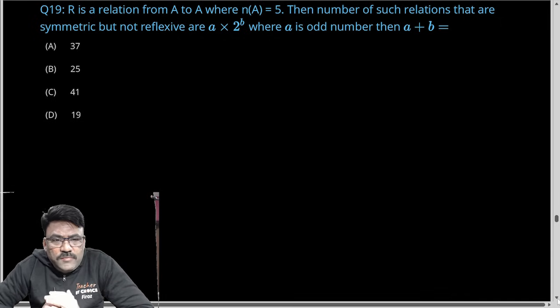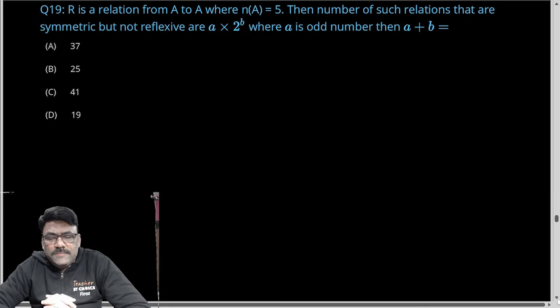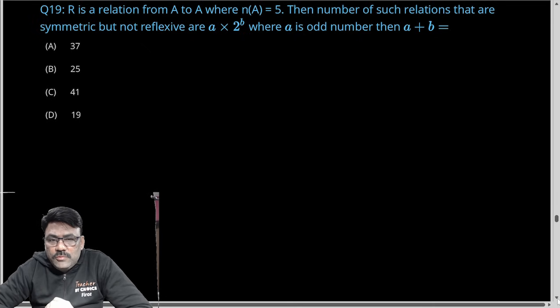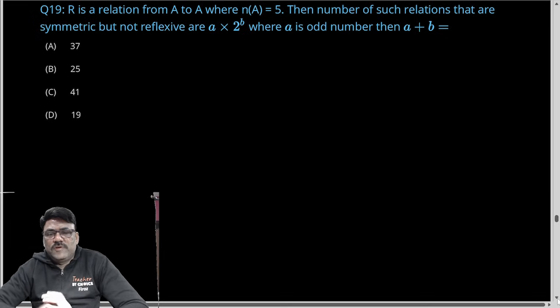See this question, this is based on number of symmetric relations, number of reflexive relations. So set A is given. A has 5 elements. Then the number of such relations that are symmetric but not reflexive is A into 2 raised to B. A is an odd number. So what is A plus B here?